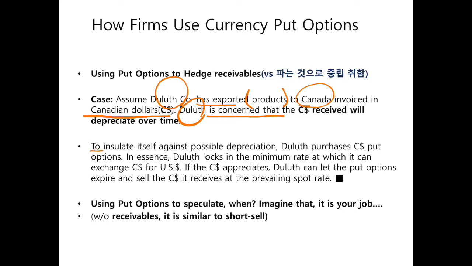So to insulate myself against possible depreciation of the Canadian dollar, I, Duluth, purchase a Canadian dollar put option. By doing so, I lock in the minimum rate at which I can exchange Canadian dollars for US dollars, right? But the other scenario happens. Against my concern over the depreciation, the Canadian dollar appreciates. If I purchase futures on the Canadian dollar, right, then that's not so good.